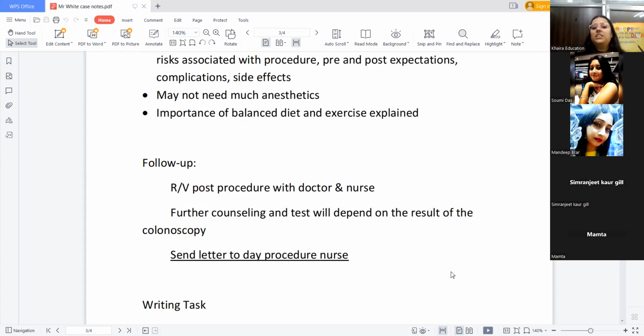And such procedures, are they major procedures or minor ones? Minor, ma'am. Minor ones, because if there were major procedures, then the patient would have to be in the hospital for post-op care. But if the patient is going back on the same day, that means these are minor procedures.